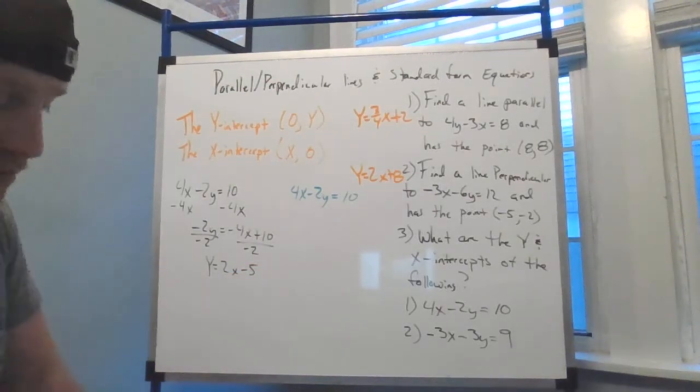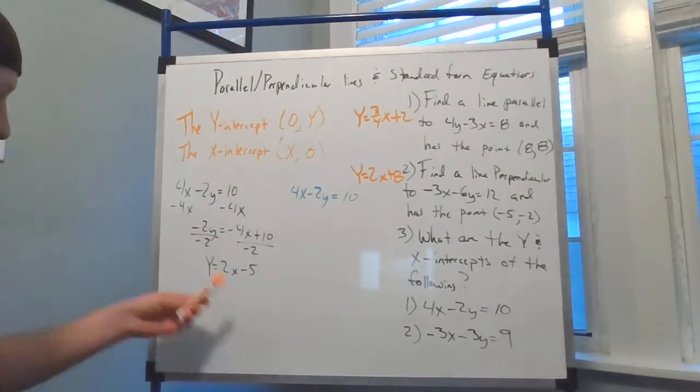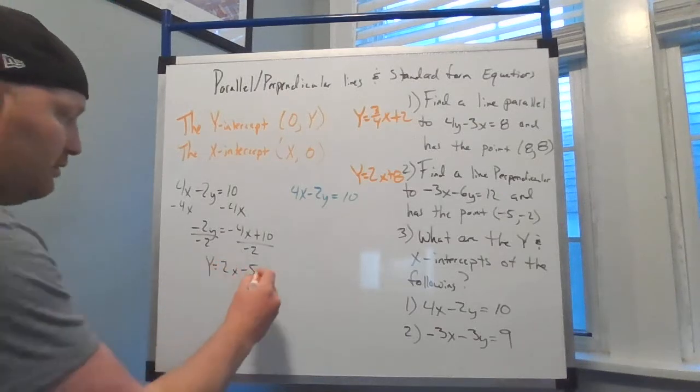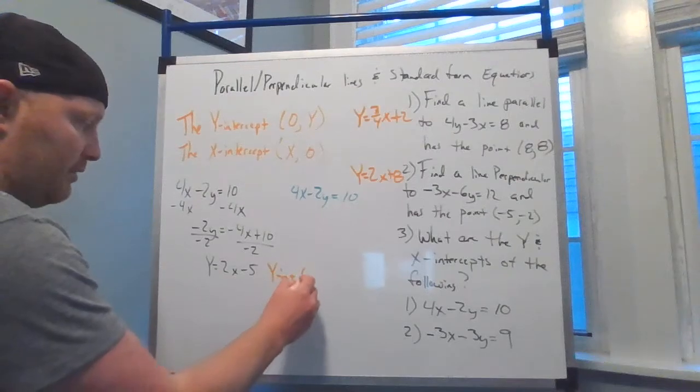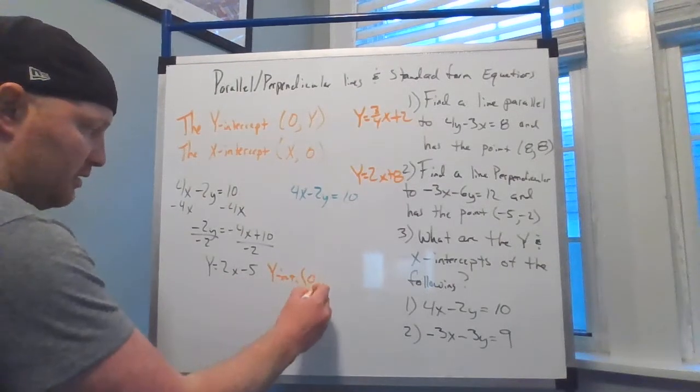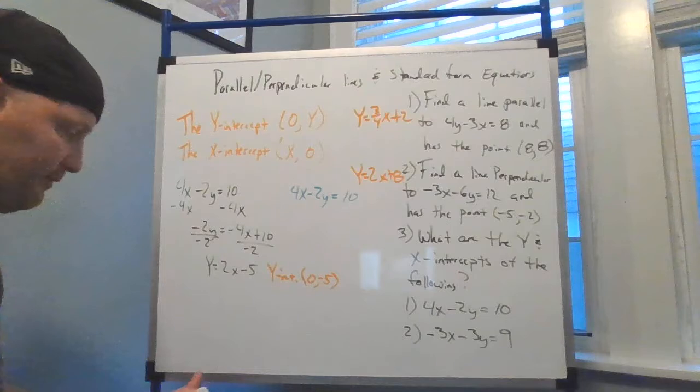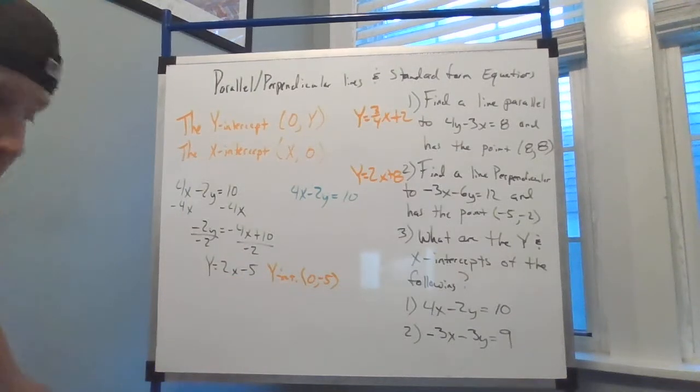Well, the nice thing is we already know the y-intercept here, okay? The y-intercept is already told to us because we should know this pretty well by now. The y-intercept is (0, negative 5), because it's said to us right there in the slope-intercept form.